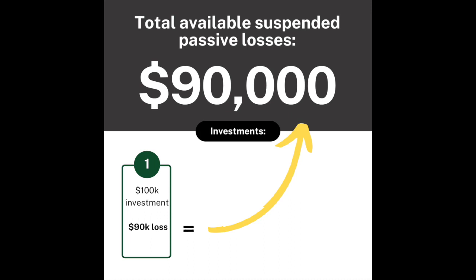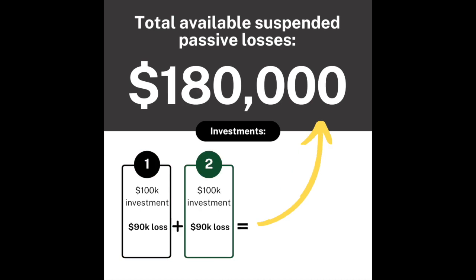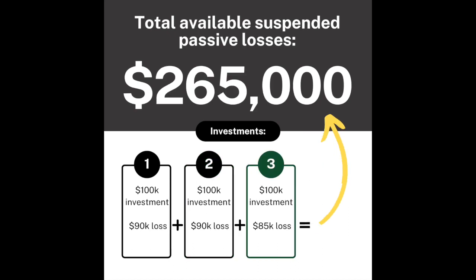Let's say in year one, you invest $100,000 into a syndication and receive a $90,000 loss passed back to you due to bonus depreciation from the cost segregation study that was done. Let's say you don't have any passive income that's coming in from that year, so you get a $90,000 suspended passive loss in your tax returns. Fast forward to year two, you invest another $100,000 and receive another $90,000 loss. Year three, you invest $100,000 again, maybe receiving $85,000 back due to bonus depreciation starting to phase out.